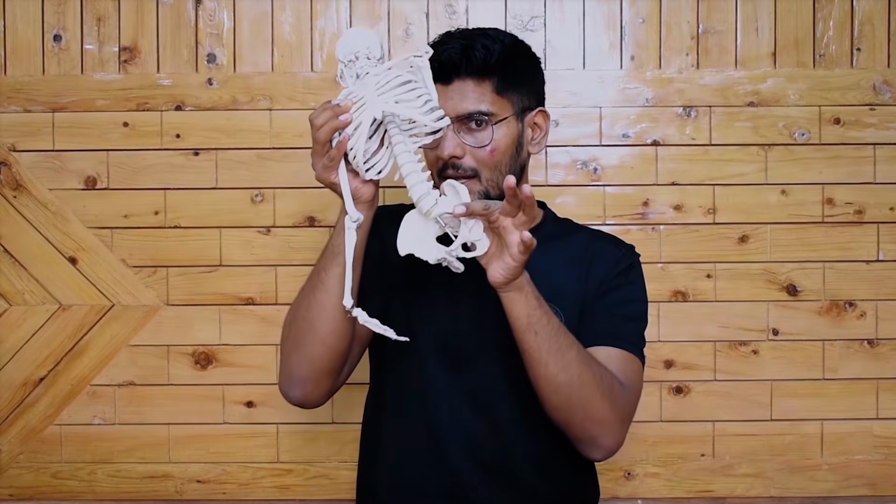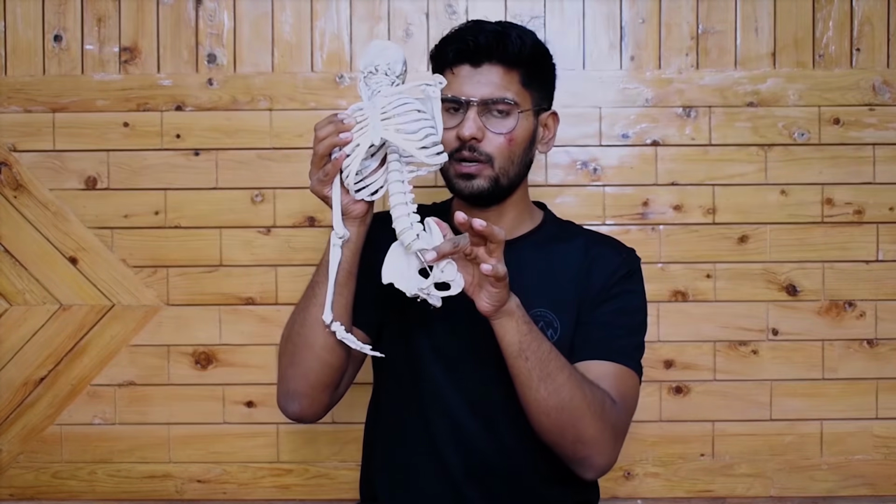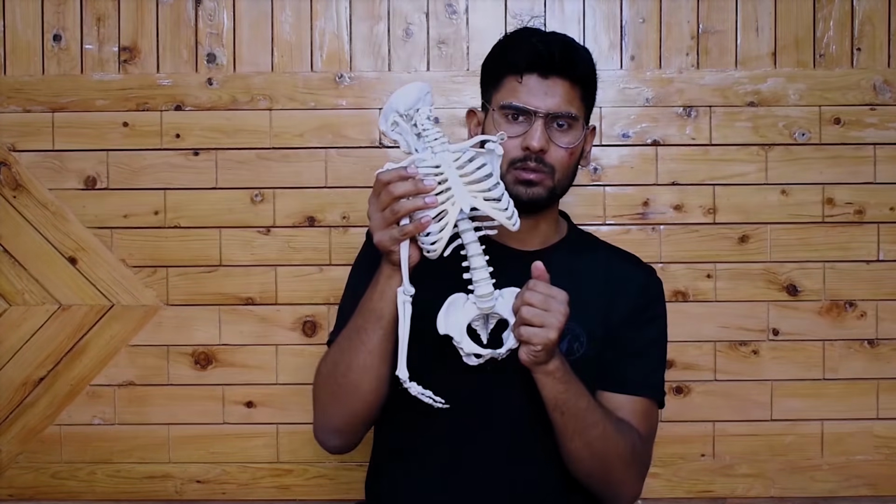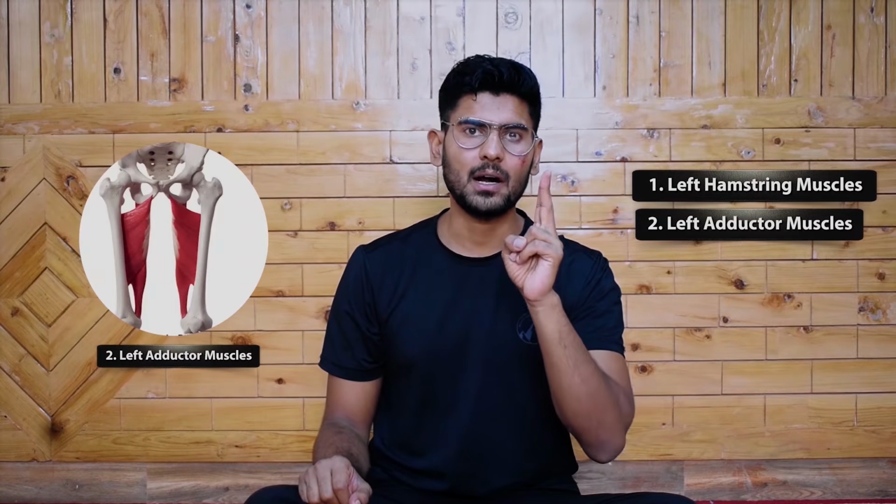Now comes the pelvis. Now we need muscles of the left leg to get this left ilium back. That is going to the right and this is forward. So we need to activate some muscles that will get the pelvis back to the left. Now, what are these muscles? Number one muscle is going to be your left hamstring, especially the left medial hamstring. Number two muscle is going to be the left adductor.